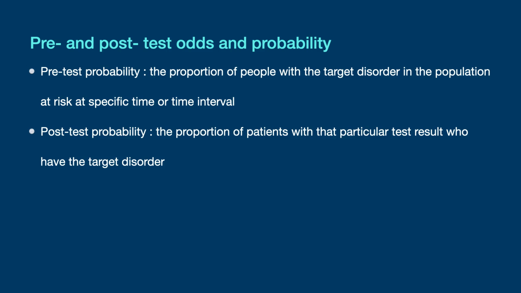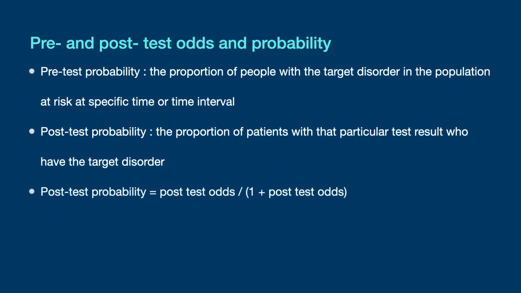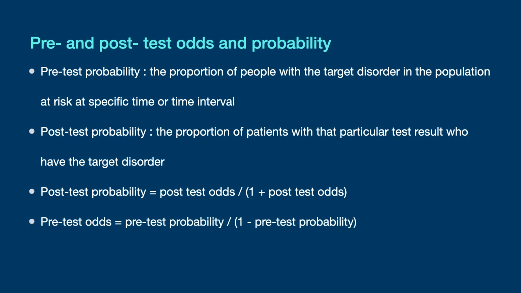Post-test probability is the proportion of patients with that particular test result who have the target disorder. A post-test probability equals the post-test odds divided by 1 plus post-test odds. Pre-test odds equals pre-test probability divided by 1 minus pre-test probability. And post-test odds equals pre-test odds multiplied by the likelihood ratio, where the likelihood ratio for a positive test result equals sensitivity divided by 1 minus specificity.